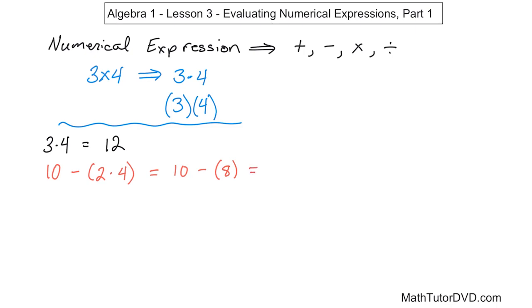Now that we've done the inside of the parentheses, you can kind of mentally remove them because we've done the math. Now you have 10 minus 8, and you all know that 10 minus 8 is 2. So that's the answer. We got the answer of 2 there.